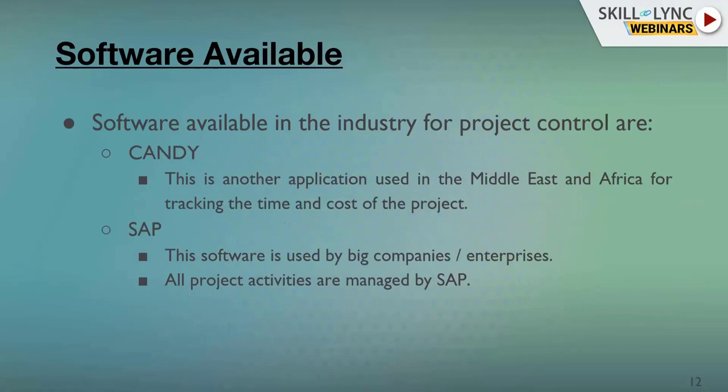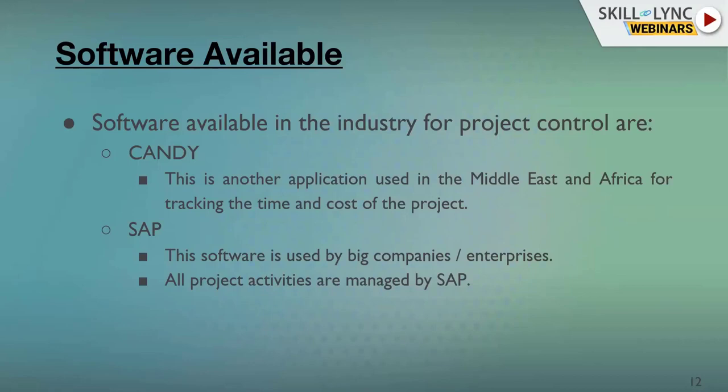The next application is Candy. This is another application used in the Middle East and Africa for tracking the time and cost of the project. Candy is basically a South African application. Now Indian companies are also using Candy. It is very handy, easy to use and easy to learn for monitoring the schedule as well as time and cost. So this is basically used in major projects in the Middle East as well.